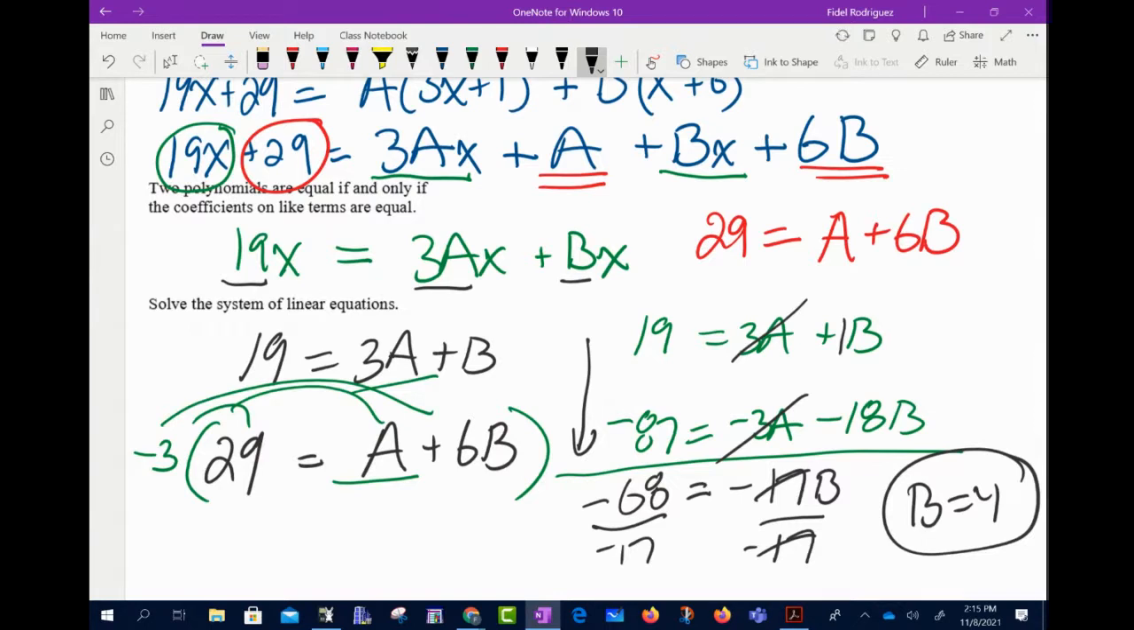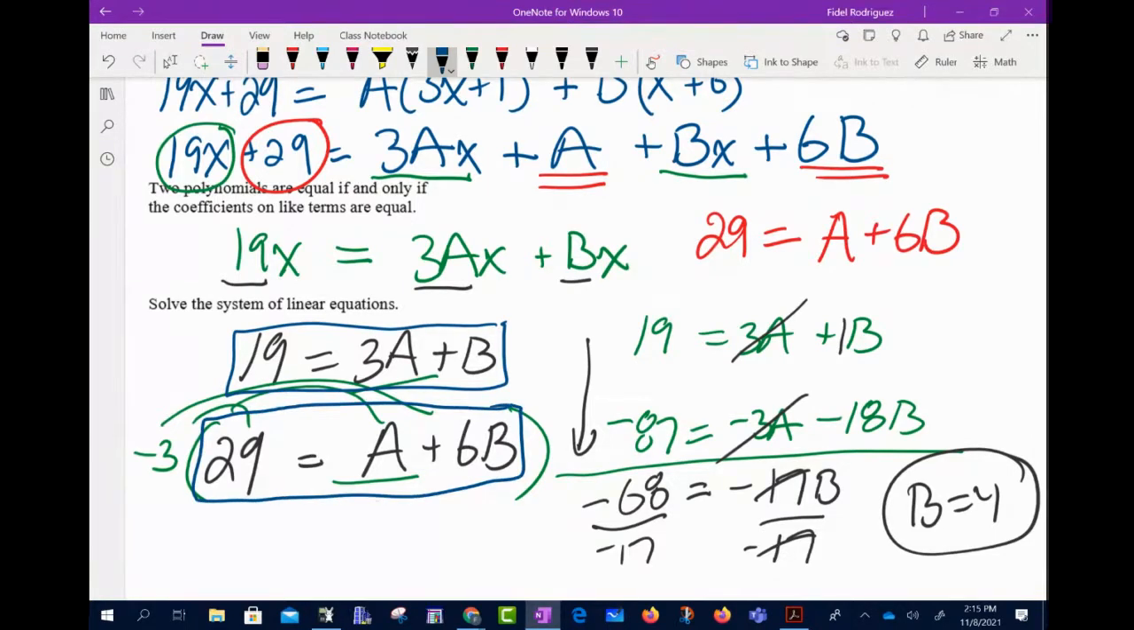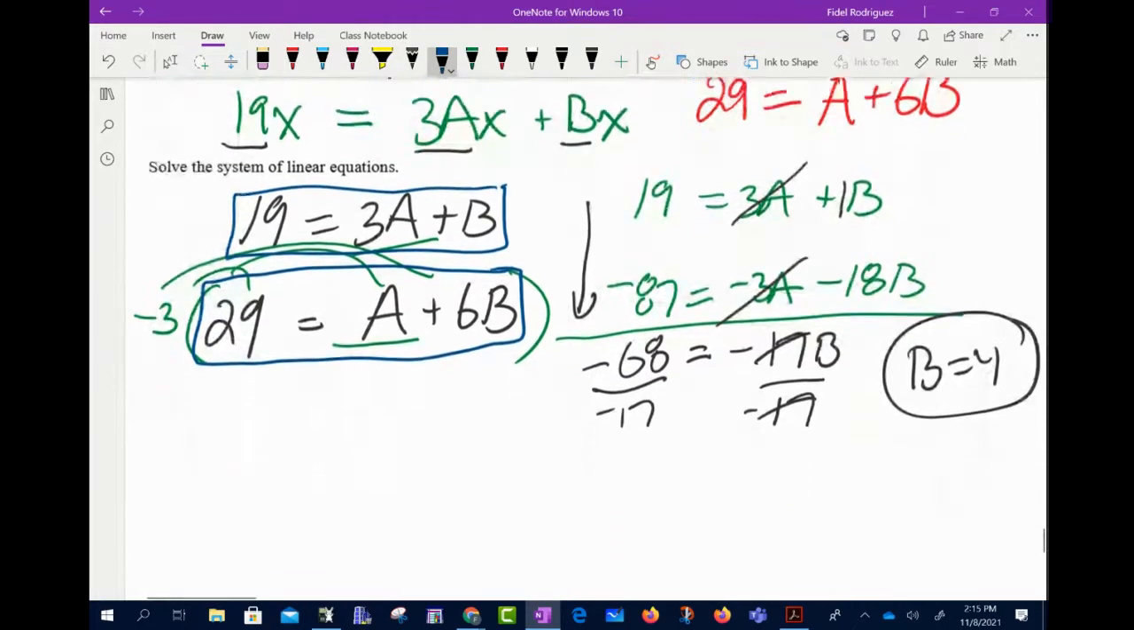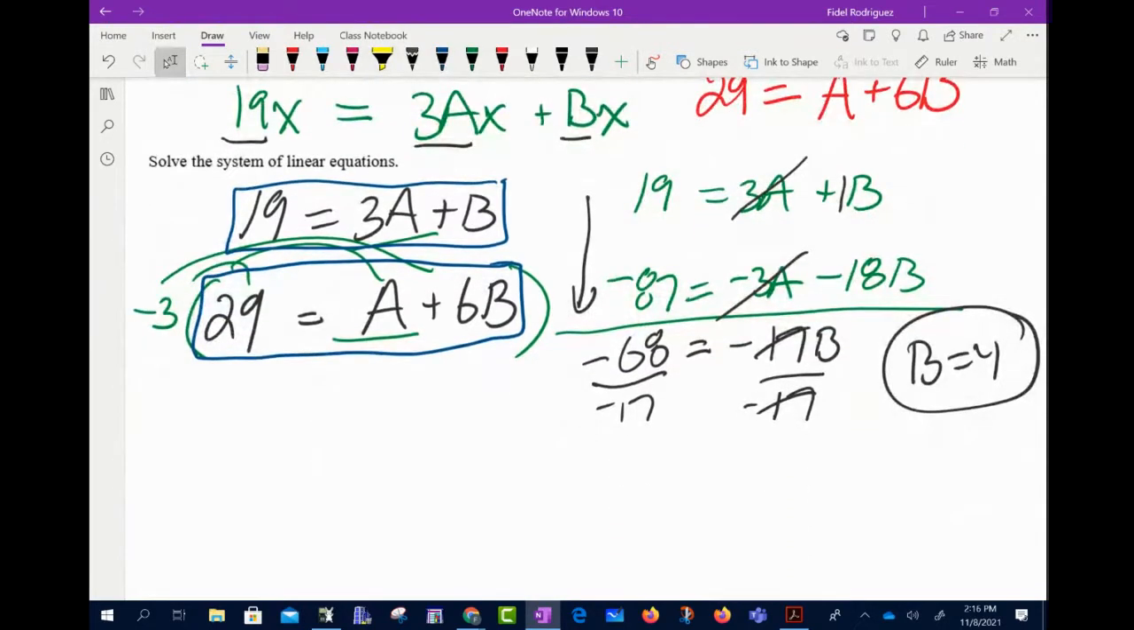And the way we can do that is we can come back to either one of these equations, either this equation here or this equation here, and we can plug in the number B equals 4, and we can solve for A. Which equation do we use? It doesn't make any difference. We're going to get the same thing. Okay. So I'll tell you what, I'm going to use this one right here.